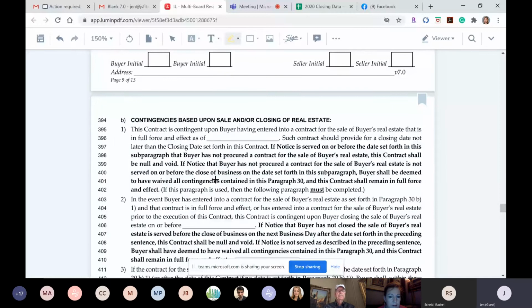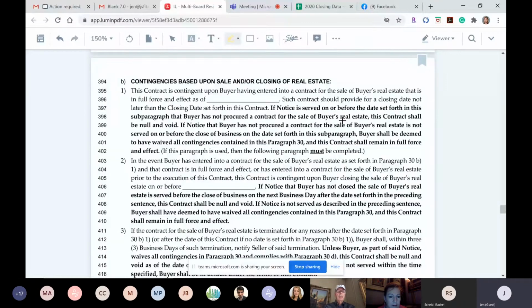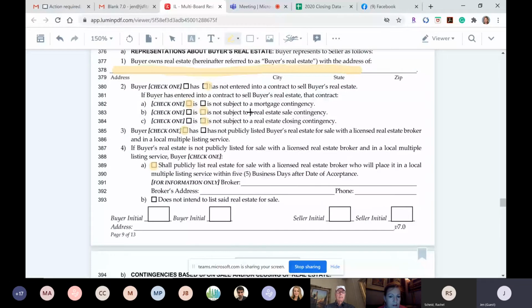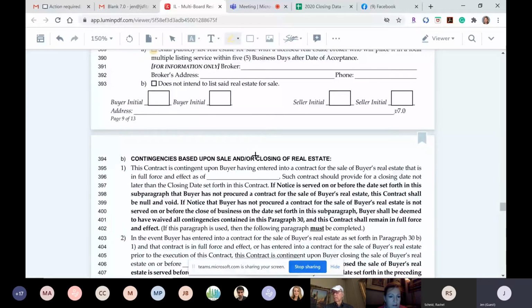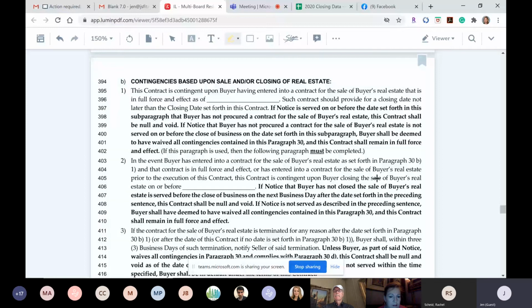Now we get into the contingencies based on the sale and or closing. So if this is your situation and you're selling real estate to be able to buy this house, we're not done yet. We're going to look at if you already have a contract for the sale of your property, it's in full force and effect as of, and this is the date that you're going into this contract. So I would put today's date here. So as of today, it's in full force and effect, okay?